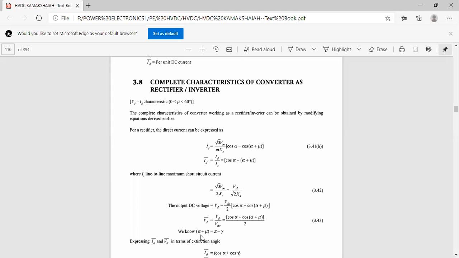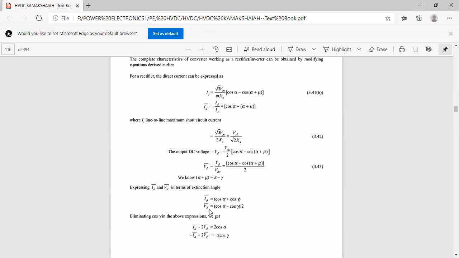Now from the inverter waveform, already discussed, we have alpha plus mu is equal to pi minus gamma. Why do I want this equation? I want to convert equations 1 and 2 in terms of gamma, not in terms of alpha. Now expressing ID and Vd in terms of extinction angle.